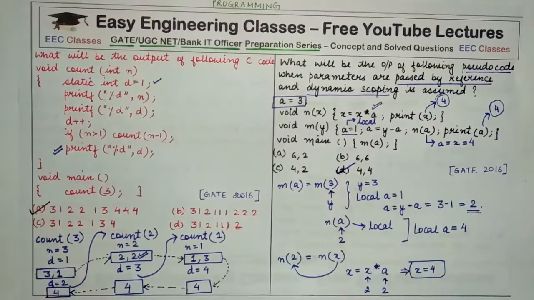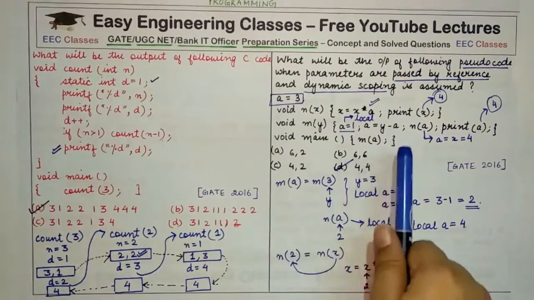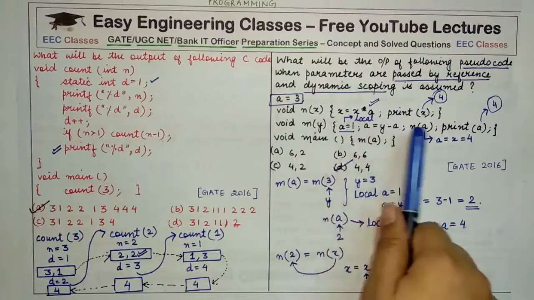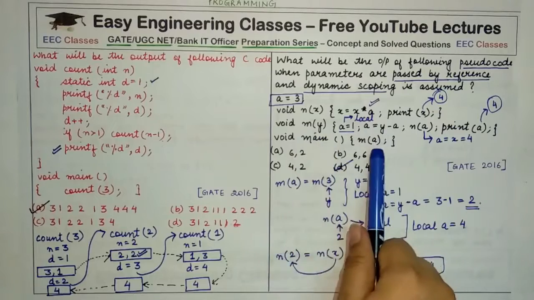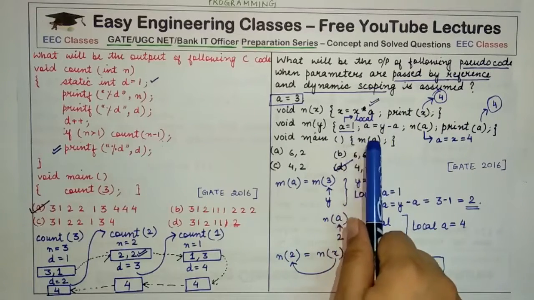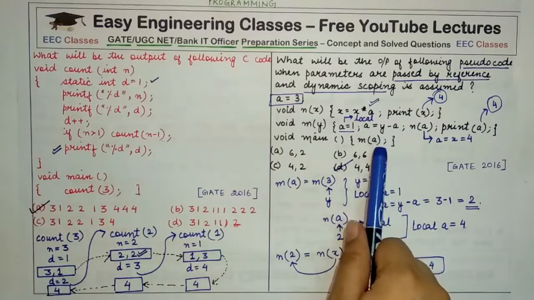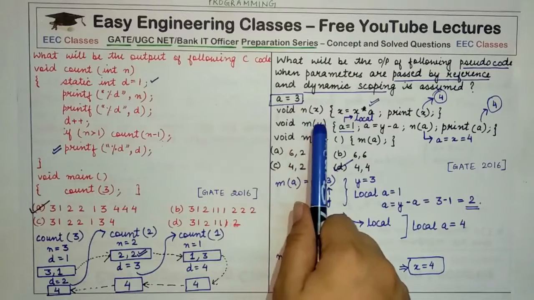In this question, the dynamic scoping concept is very important. We basically did not do much. We passed the parameters by reference. All we did was that in the initial main function, since there was no a defined, we used the global a and its value, which is 3. So 3 was passed as a parameter by reference to function m.